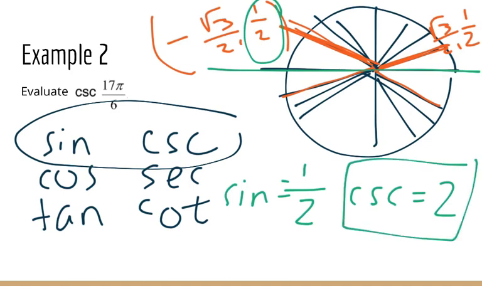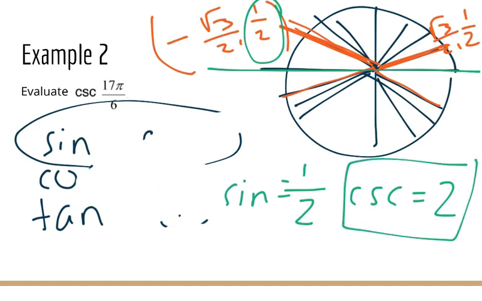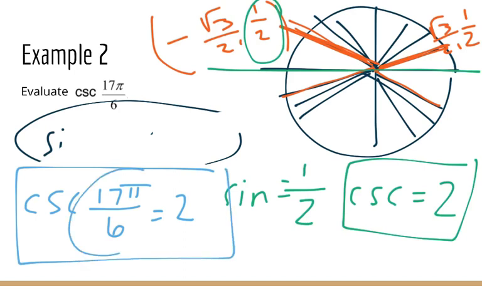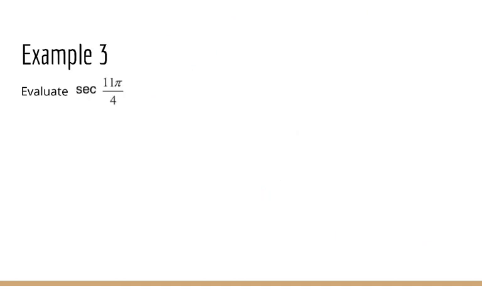And you're done. Now we wouldn't just want to say cosecant equals 2, you actually want to say cosecant, so CSC of 17 pi over 6 equals 2. You have to fill in a number here, otherwise it doesn't really make sense. So there we go. My final answer is 2 because I just did the reciprocal of the sine value in that spot. Okay, so let's do some more.